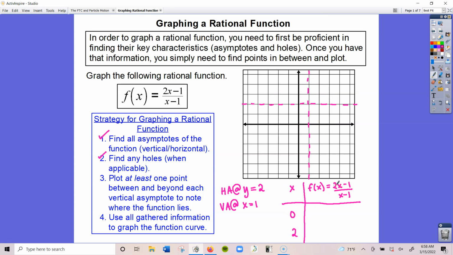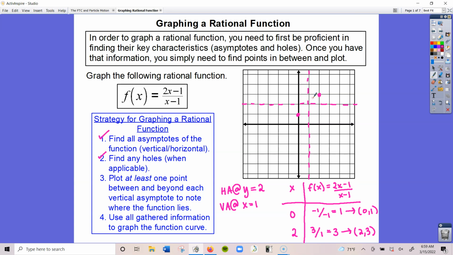If I plug in 0, 2 times 0 is 0, minus 1 is negative 1, over 0 minus 1 is negative 1. And negative 1 divided by negative 1 is 1. So we have a coordinate at (0, 1). Next, I'm going to plug in 2. 2 times 2 is 4, minus 1 is 3. And 2 minus 1 is 1. And 3 over 1 is 3. So we have another coordinate at (2, 3). So these are my 2 points. I'm going to go ahead and put that on my graph, (0, 1) and (2, 3).